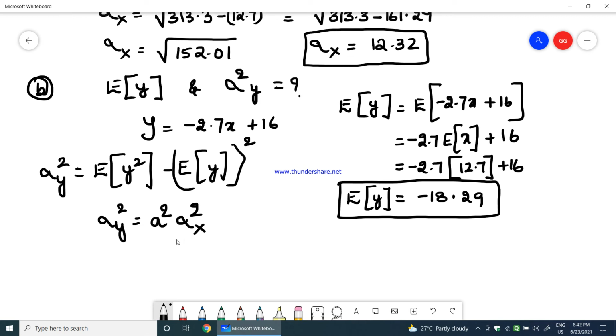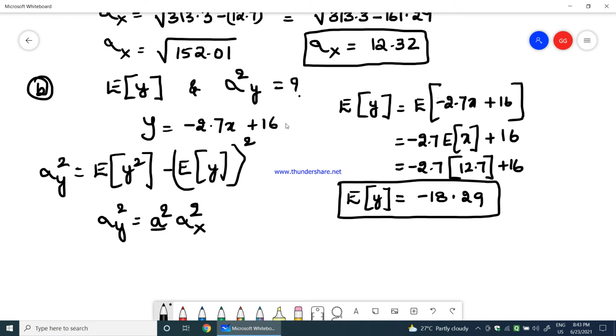I think if you go back and look into the video where I discussed the properties of variance and mean, we have proved this particular property. Therefore, by using this formula, it is very simple to find the variance of y, because we know the variance of x already, so finding the variance of y would be easy because we also know a square.